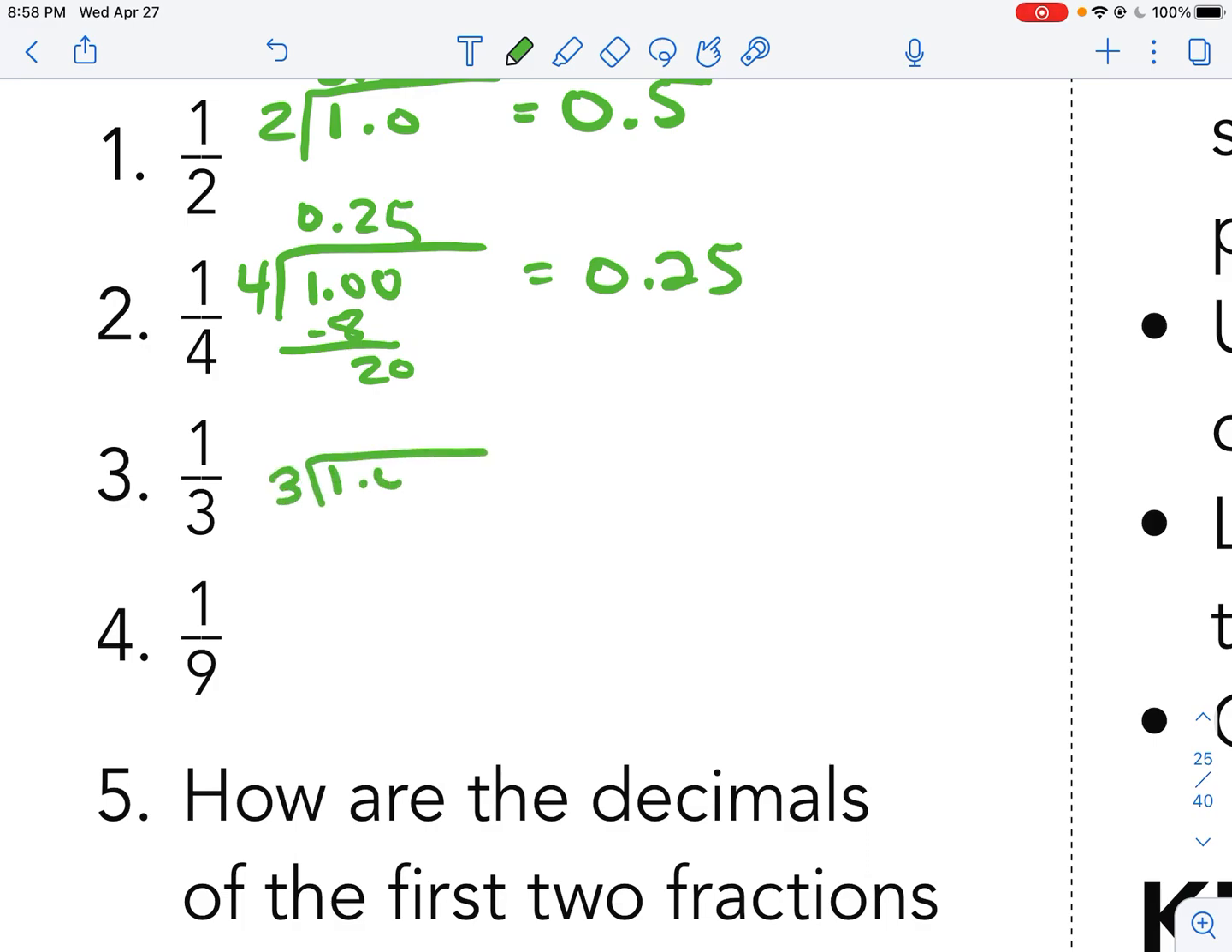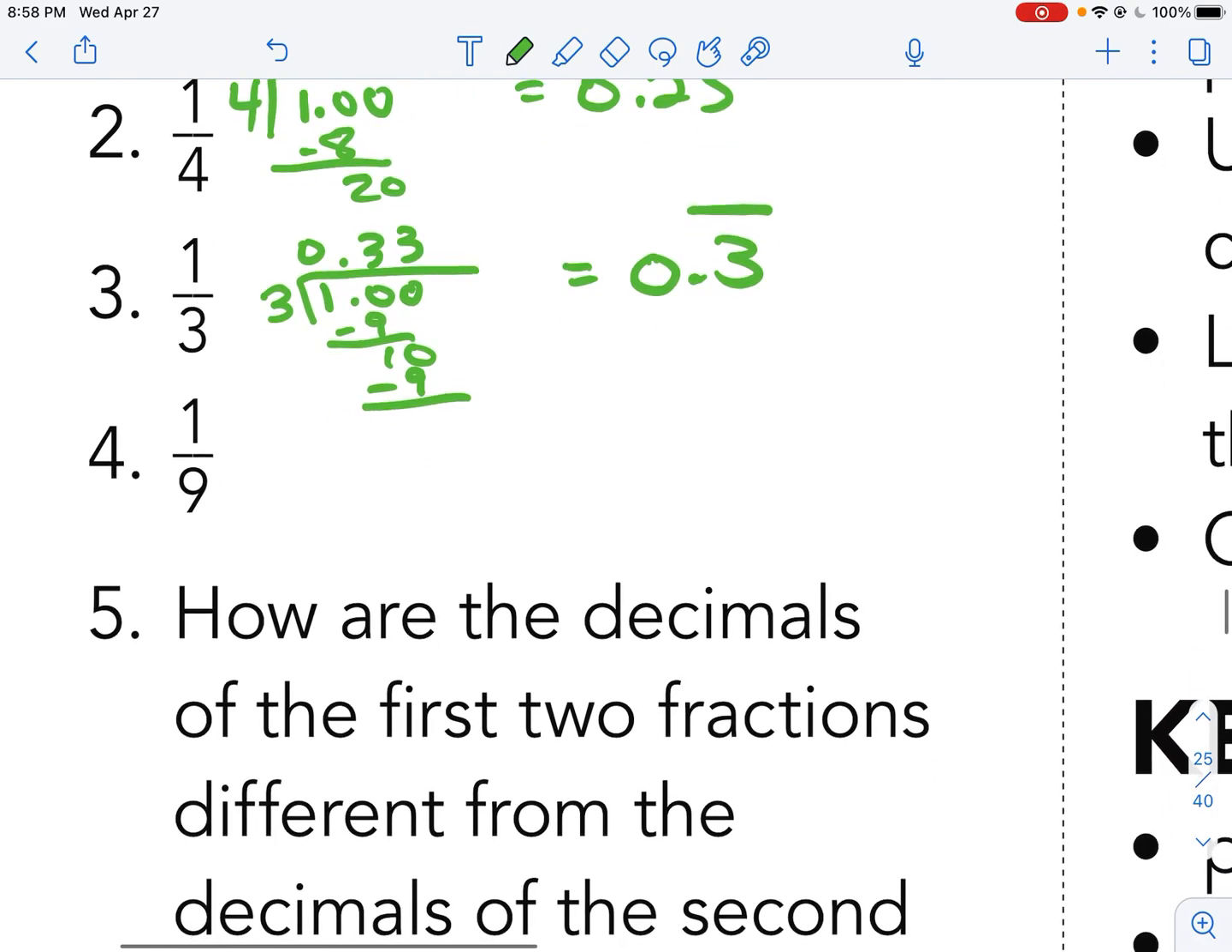1 divided by 3 goes in, sorry about that. It goes in 3 times. That will get me 9. Oh, look, it's going to repeat. So 0.3 repeating.